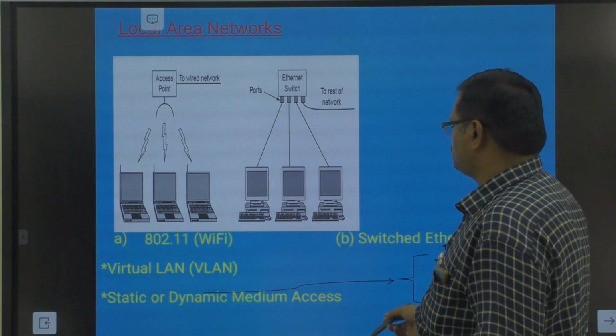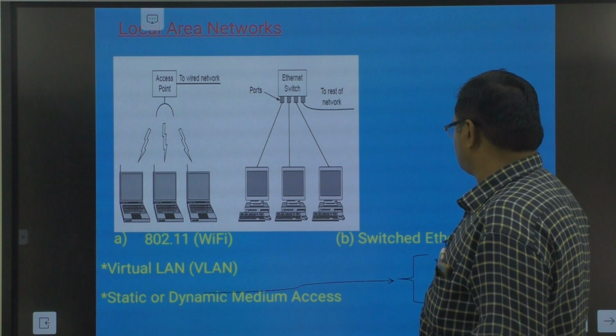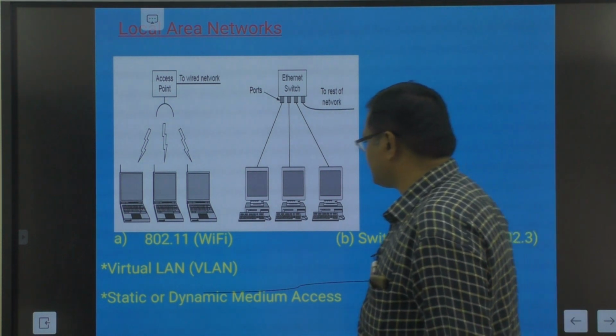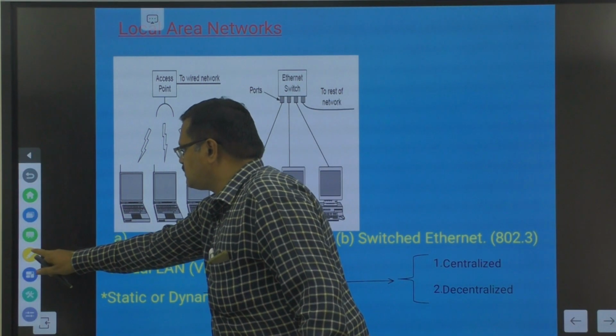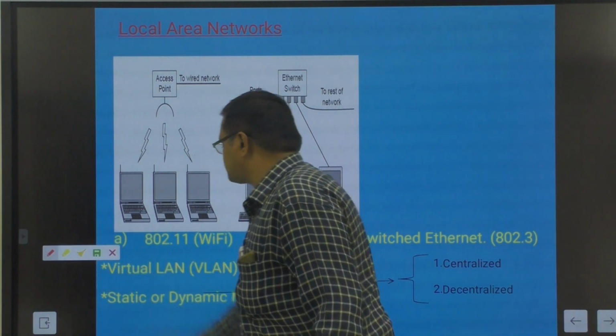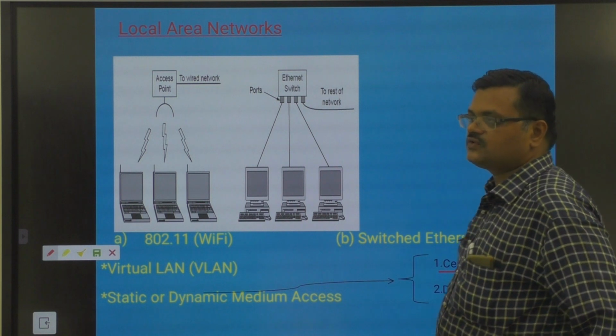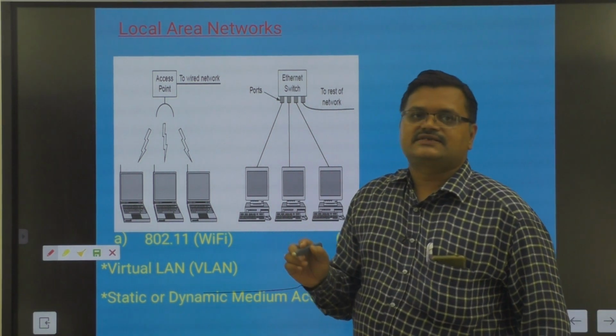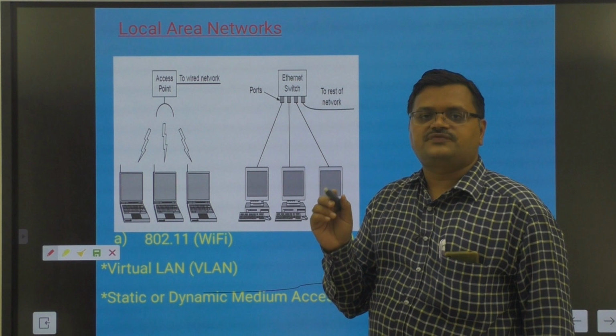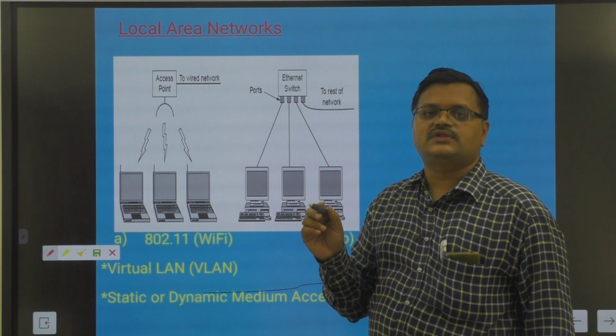Okay, so there are two types of systems here, centralized and decentralized. This is what to discuss here. What is meant by centralized and what is meant by decentralized? Centralized means one of the systems will control the arbitration.